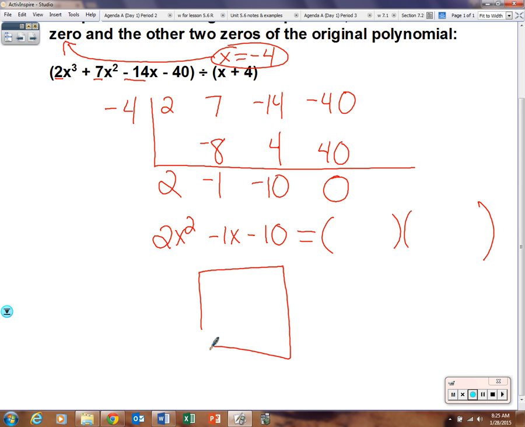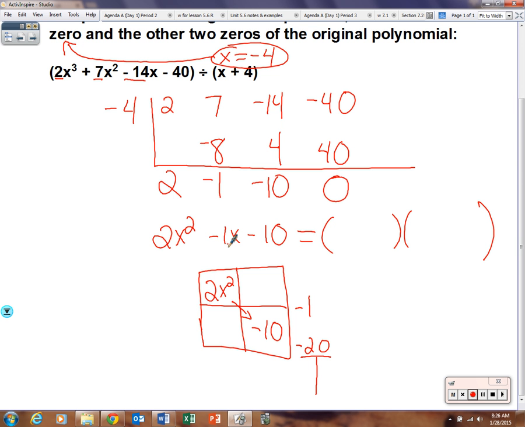Now, I'm going to use the box method to factor this. Remember the box method? If you don't, you're learning something new today. Put the 2x squared here. Put the negative 10 in the bottom right-hand corner. Remember, multiply these two together. That gives you negative 20. Now, we want to find factors of negative 20 that add up to negative 1, which is the middle term.